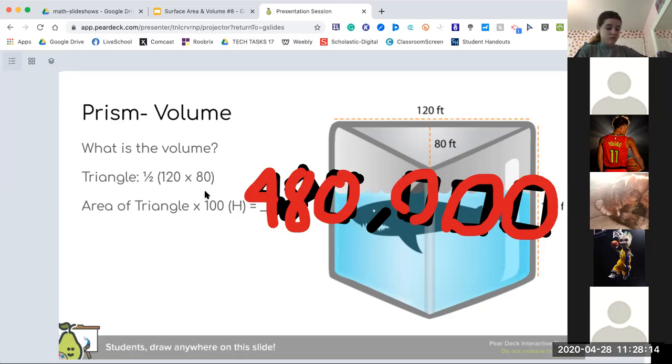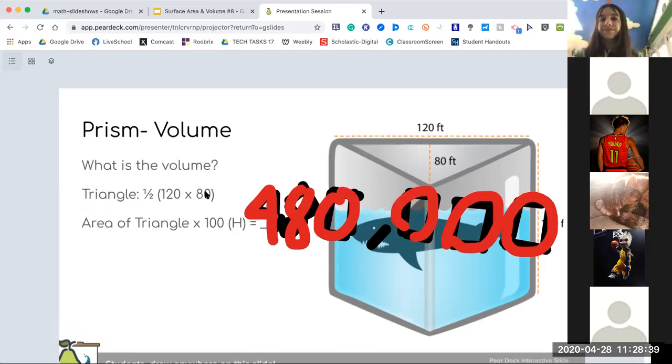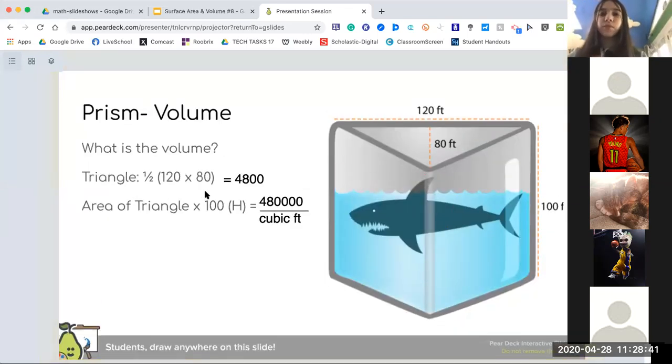When you multiply 120 times 80, you get 9,600. Okay. And then you have to divide that by 2. Correct. And then you get 4,800. And then you multiply that by 100, which is the height, and then you get 480. What's the shortcut when you multiply by 100? What's the easy shortcut on that? You add 2 zeros to the number. Yeah, it just simply adds 2 more zeros, which makes 100 times more for the digits.